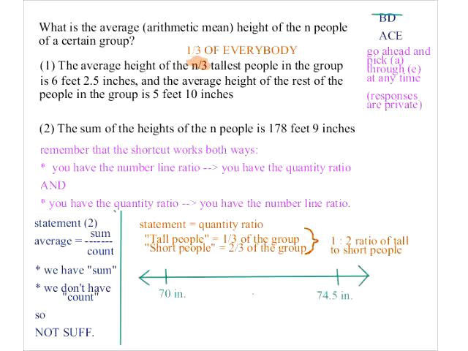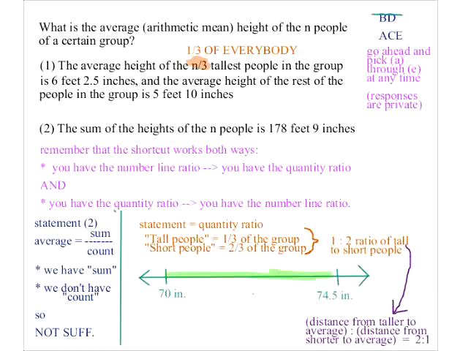If you've got this 1-to-2 ratio of taller to shorter people, then the ratio of the distance from taller to average to the distance from shorter to average must be 2-to-1. So you have to be dividing this number line up into a 2-to-1 quantity. Where it's 2-to-1 taller to shorter, that's going to be backwards as far as the number line is concerned.